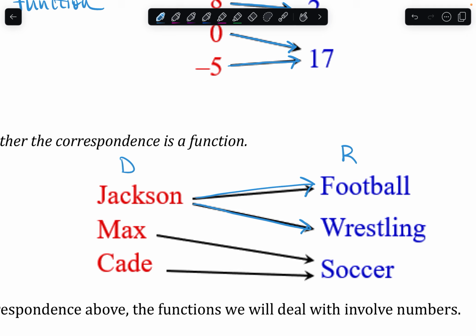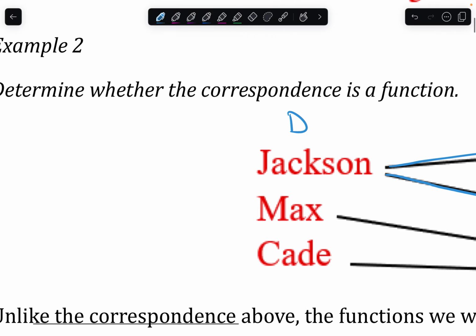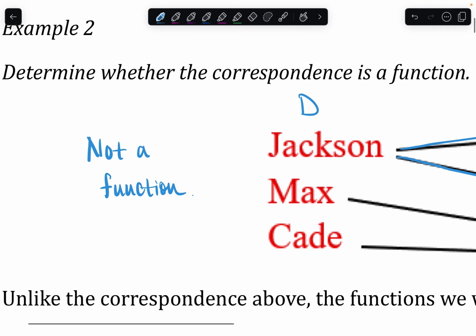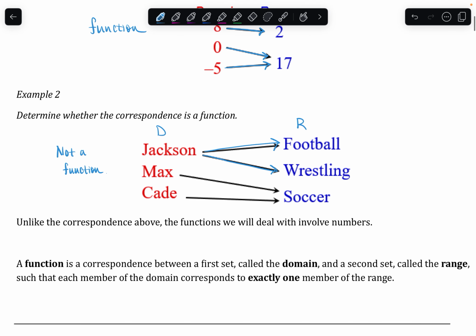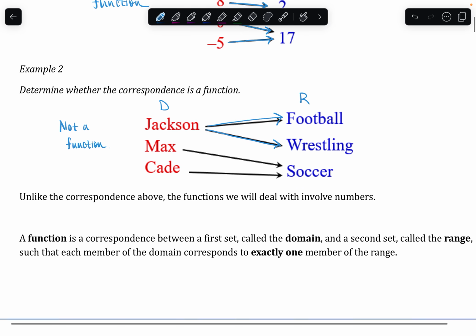So by definition of a function, each element in the domain can have exactly one member of the range. And right here, the element Jackson in the domain has two elements in the range. So we don't even need to look at the others. This is not a function. All right, so there's your definition again, just to remind you.